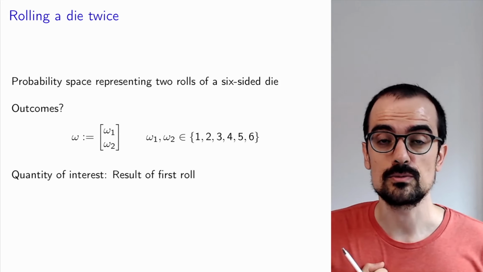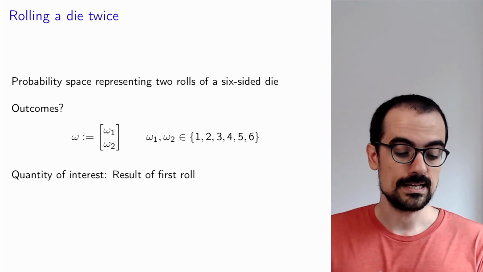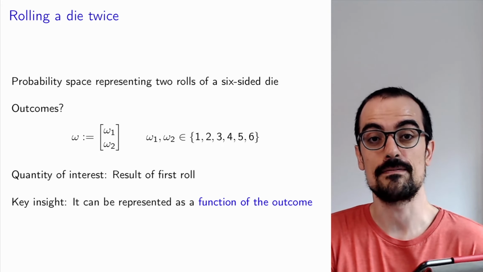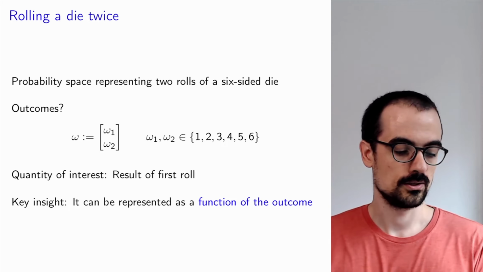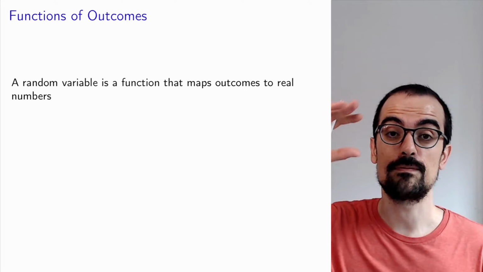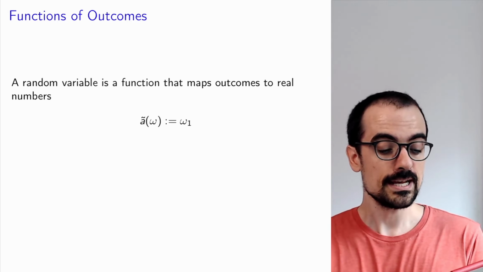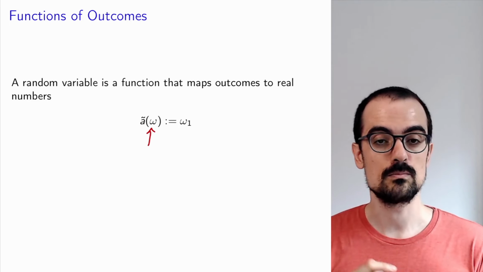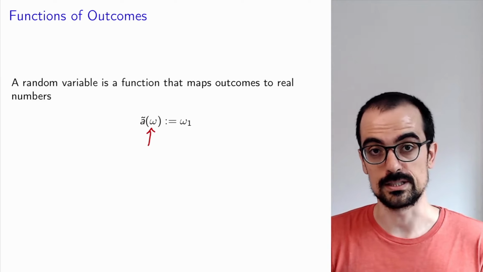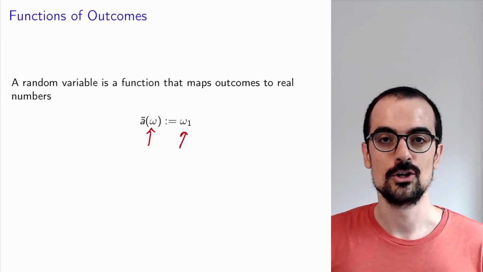Our quantity of interest here is going to be the result of the first roll. And we realize that we can represent our quantity of interest as a function of the outcomes. That's what a random variable actually is. A random variable is a function that maps the outcomes to real numbers. In this case, it takes this outcome, which is a two-dimensional vector, and extracts the first entry, which is a real number, and that is going to be the value of the function.